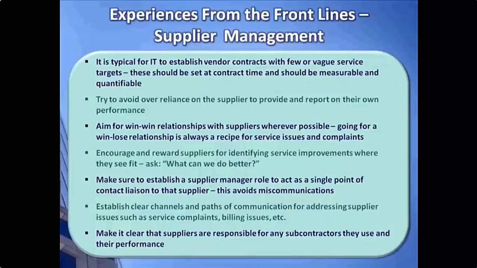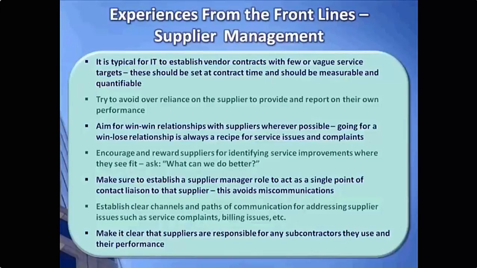I see far too many vendor contracts where IT or the business is very dissatisfied with what they're getting, and then you look at the contract and realize there's really no meaningful metrics in there or ways to measure the vendor. So think of that up at the front. Try to avoid over-reliance on the supplier to provide and report on their own performance. I see this in many cases where it's the provider that's providing the service reports, not IT, and nobody really knows how they come up with the numbers that they come up with. So be careful with this one, and make sure that you're not relying on them, or at least relying on them to a very great extent for the information that they're providing.